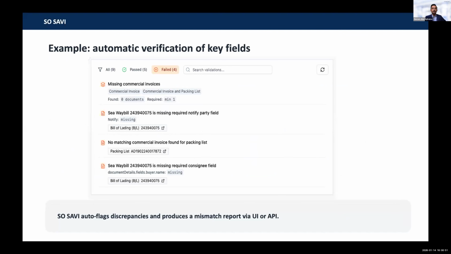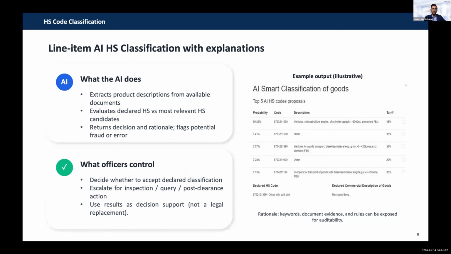As you can see, it will flag the differences and the anomalies between the various documents, and it will flag for the customs officer what the missing information or the inconsistencies and mismatches between the various documents are. So, of course, we also extract the information from the commercial documents, even if it is in natural language, the commercial description of the item in the invoice and the other attached documents, and we will auto-classify this line item and give you the probability of the proper HS code.